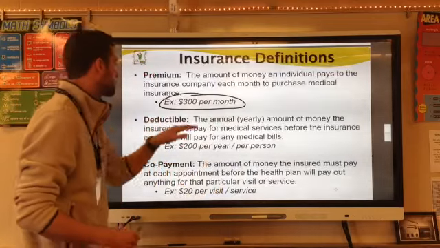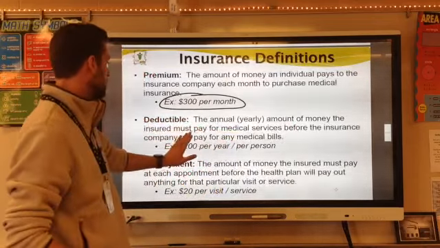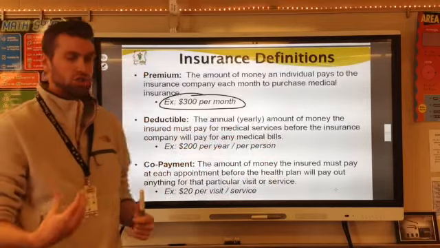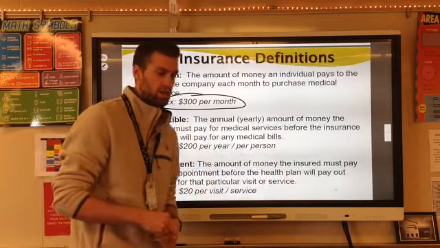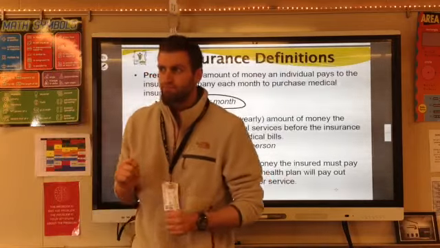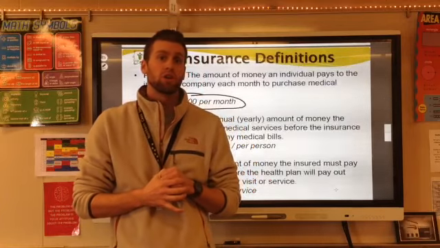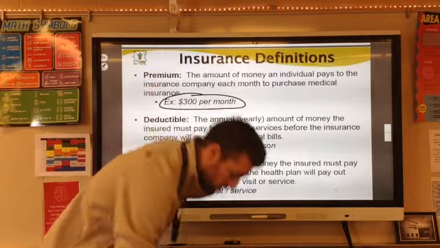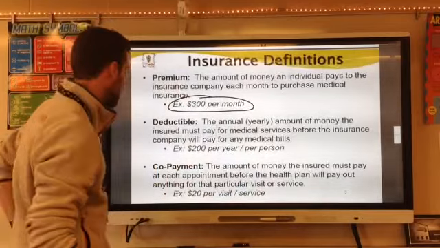Okay? The deductible. It's the annual amount of money the insured must pay for medical services before the insurance company kicks in. Okay? So this is saying like, okay, the premium is going to be $300 a month, but you have to pay $1,000 before insurance kicks in. Okay? That's going to be what the deductible is. And we're going to get to an example later on.